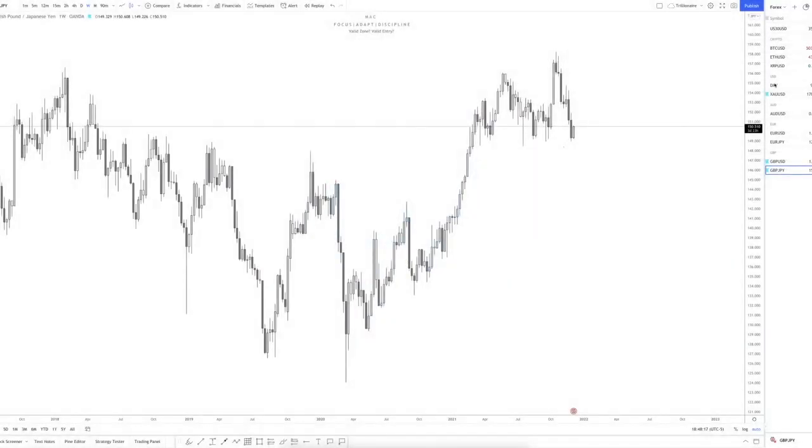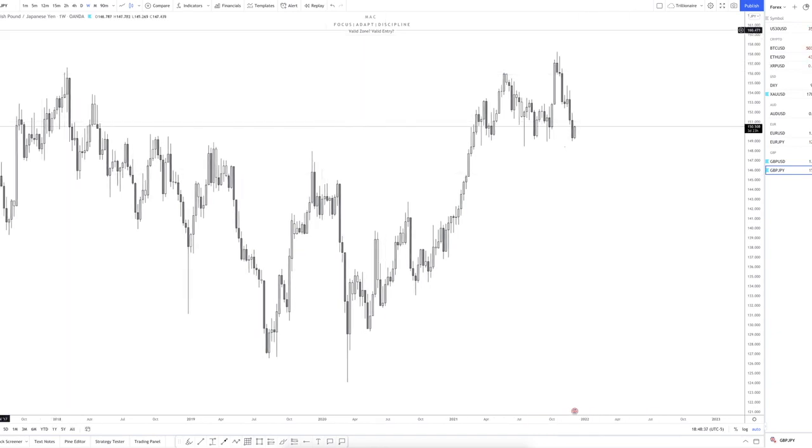With my top-down analysis, I always start off on the weekly time frame just to see what's going on, what we could possibly be expecting, what we should be anticipating. If we're looking at the weekly time frame, we can see that price gives us a break of structure to the upside. This is telling us that price may continue to trade higher.